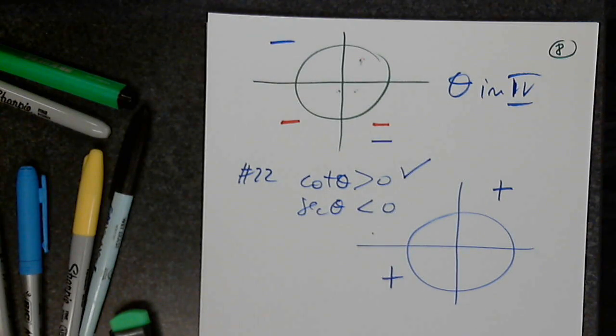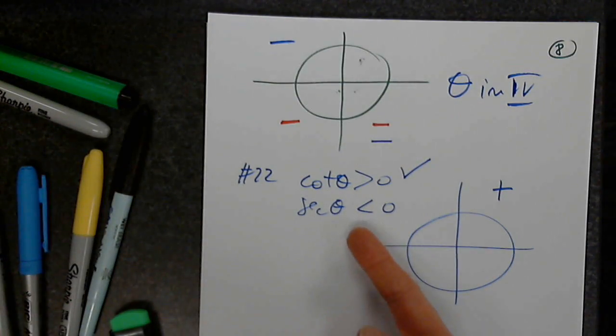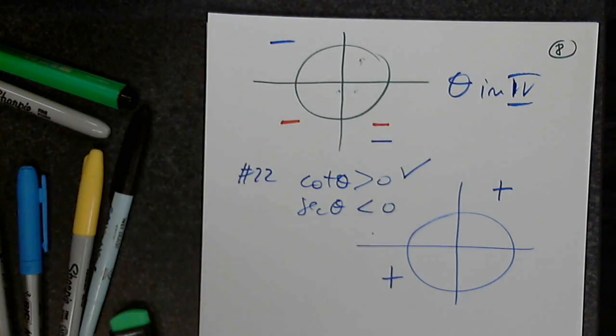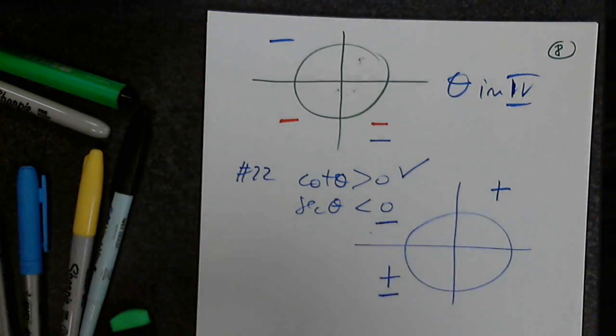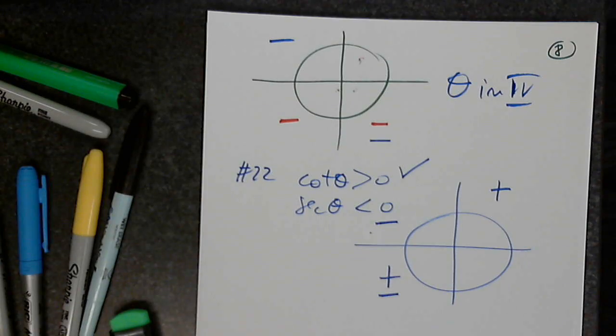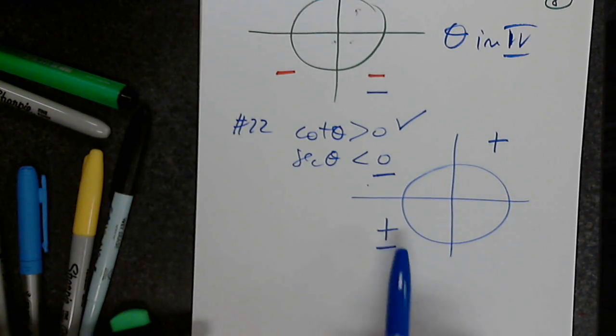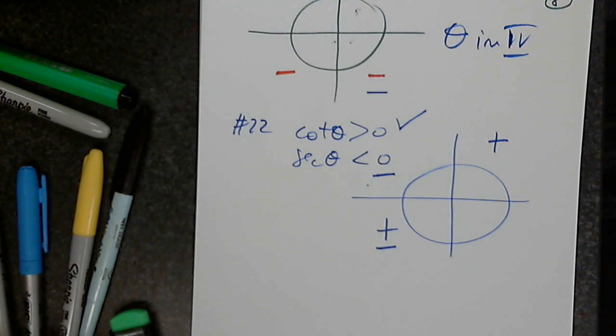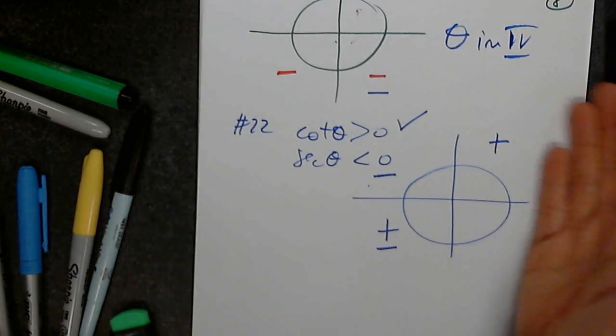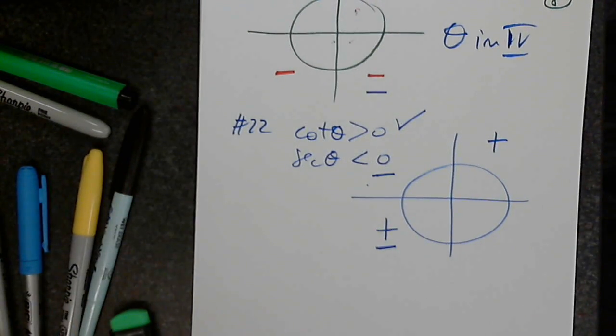Now secant. I know that secant is 1 over cosine. Where cosine is negative, secant will be negative because it's only 1 over the same number, right? So where is cosine negative? Yes. I have to choose the only quadrant that has both conditions fulfilled. Say it again. Secant is negative in 2 and 3, I'm sorry. Okay. Because cosine is positive here and negative here.